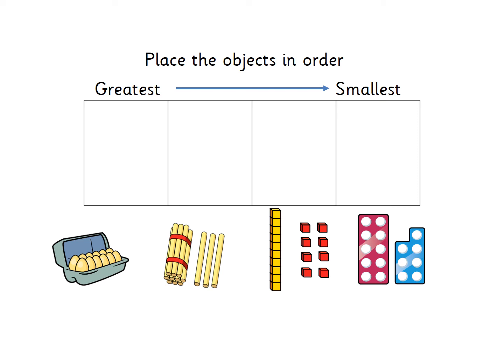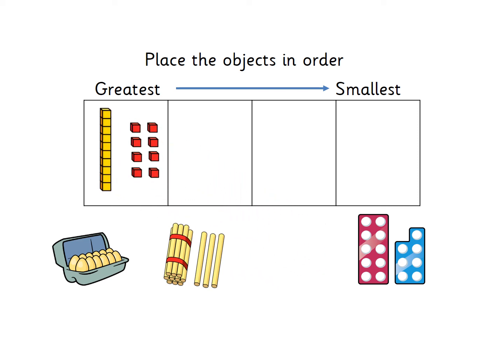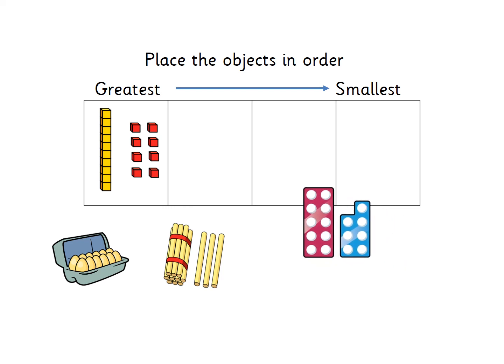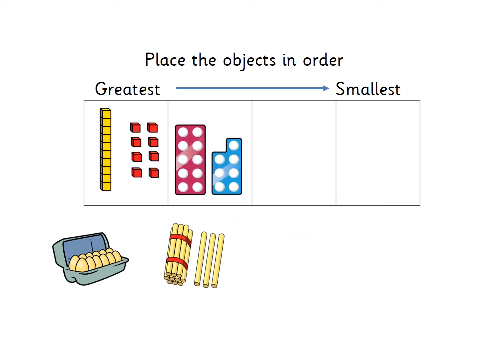Which one is the greatest number? Super, our base 10 blocks is 18. It's our greatest number there. What's our next greatest number then? The eggs, the straws or the Numicon? It's the Numicon because we've got 17.